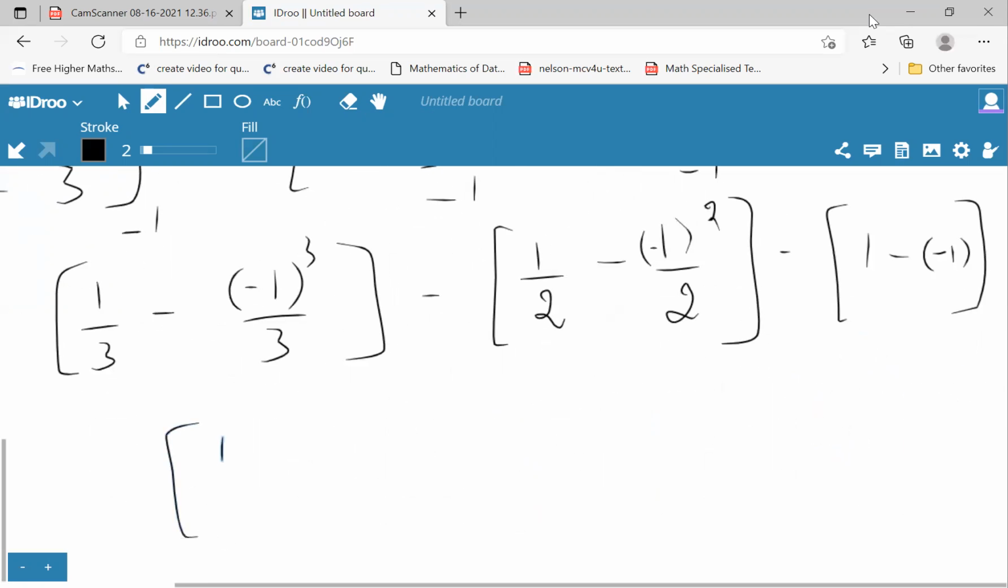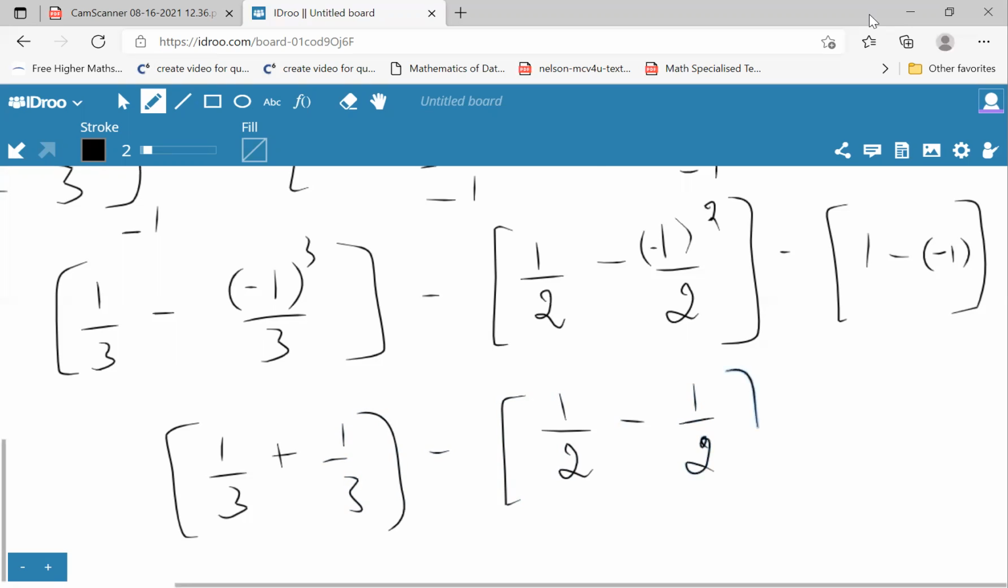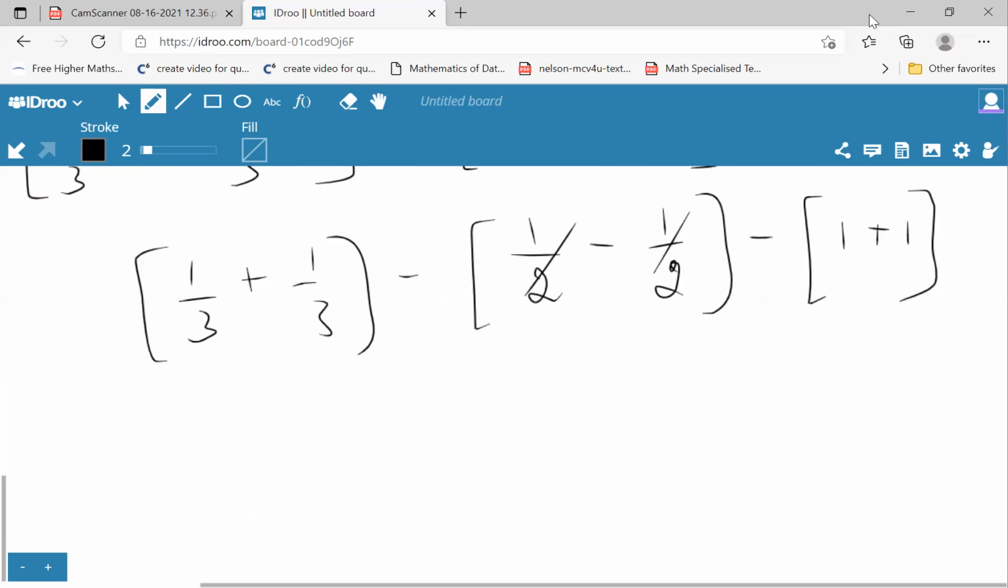So this would give you 1 by 3 plus, because minus 1 cubed will give you minus 1, minus of minus will give you plus 1 by 3, minus half, minus, minus 1 the whole square will give you plus 1, so minus half, minus 1 plus 1. So this half and half will get cancelled. Obviously that term goes away. So we will get 2 by 3 minus 2, which is equal to 2 minus 6 by 3, which is equal to minus 4 by 3.